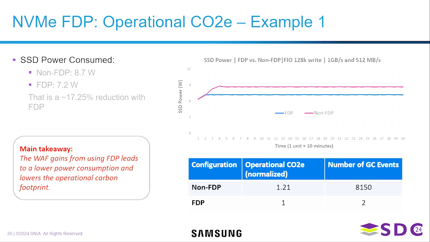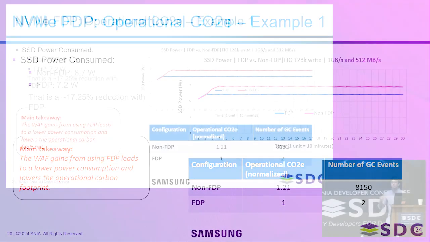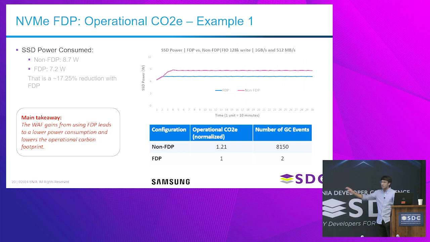And this was pretty nice. We used the FDP event log to collect this. What we observed is that with FDP, over this 5-hour run period, you had only 2 garbage collection events. But without the data segregation, you had 8,150 garbage collection events. And this is directly reflected in the graph, because if you have more garbage collection events, your SSD power will be higher. But to me, this was the most interesting metric: FDP, which we expect should reduce garbage collection events, and we confirmed that.